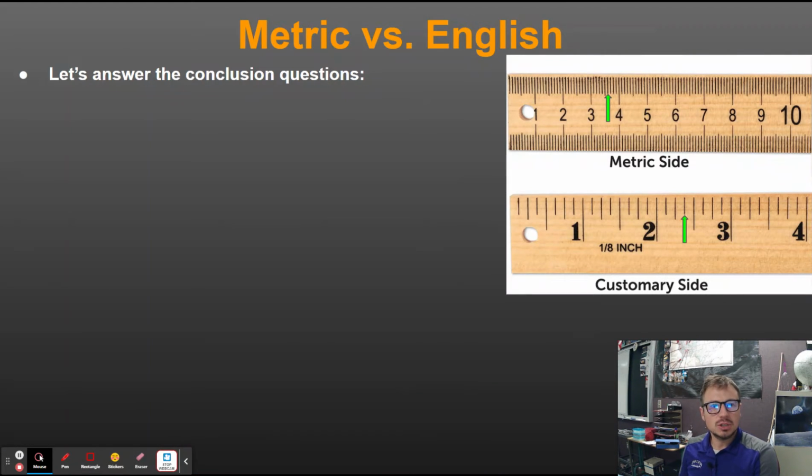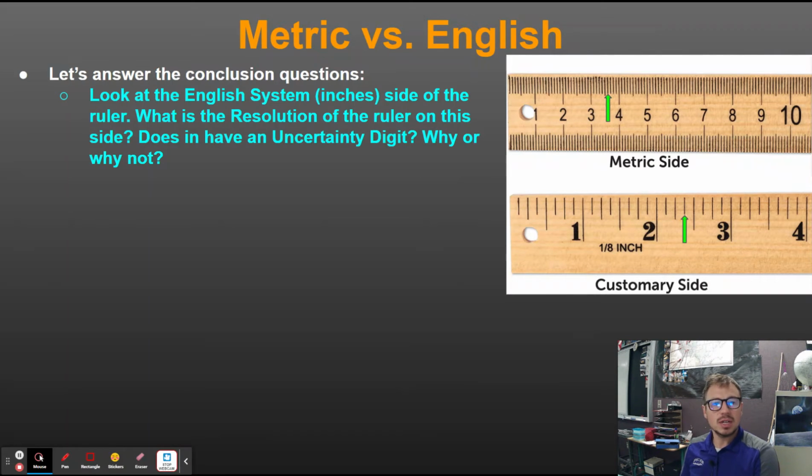Now, the first thing that you should have looked at is both the metric side and the English side. If we're looking at the English side, that bottom one down there, what is the resolution of the ruler on this side? If you look at each one of those little dash marks, the smallest interval that can be measured is 1/8 of an inch.